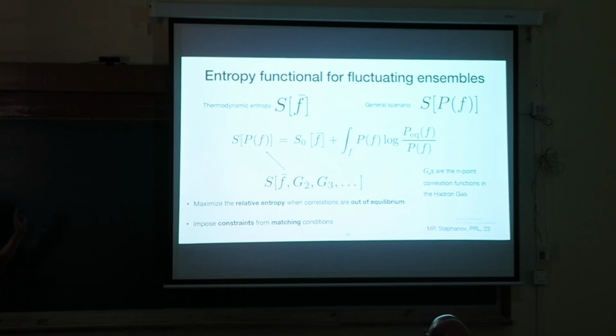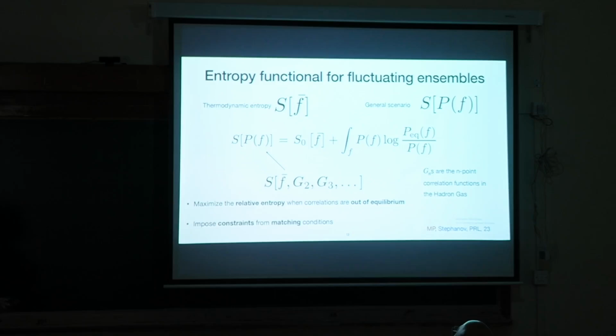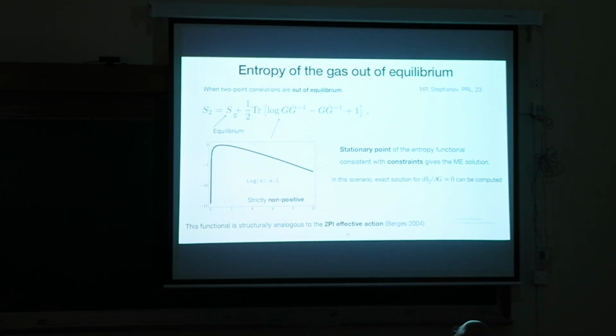So here S is not just a function of F bar, the mean densities, it also becomes a function of the 2-, 3- and higher-order correlation functions. And you will maximize this functional with respect to each of these variables, and also impose the matching condition. If you set the correlations to their equilibrium values, you would go back to the thermodynamic entropy, S0. If all but the 2-point correlations are in equilibrium, you can get a closed-form solution for this entropy as a function of G, and that's what's written here.